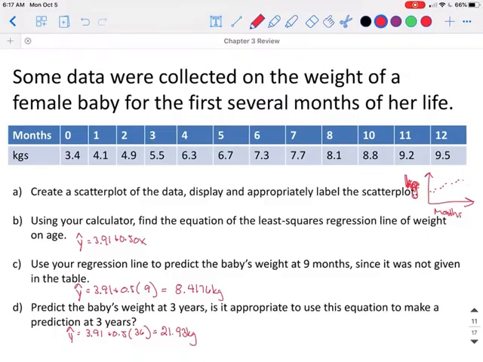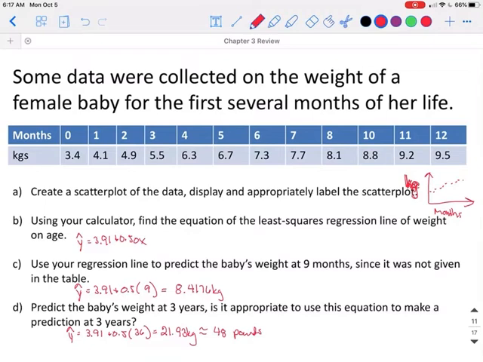Now we need to predict the baby's weight at 3 years. And is it appropriate to use this equation to make a prediction? So 3 years is the same thing as 36 months. If we plug this in, we're going to get 21.93 kilograms, or approximately 48 pounds.